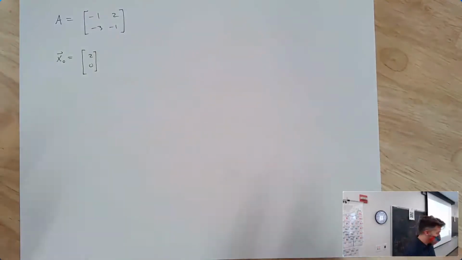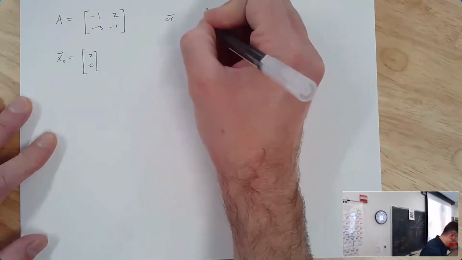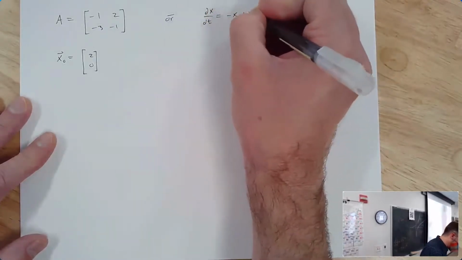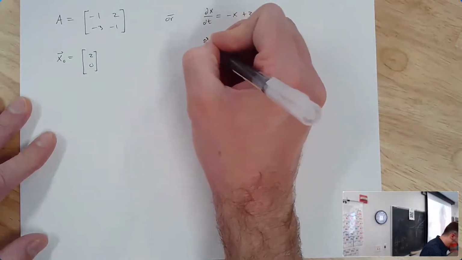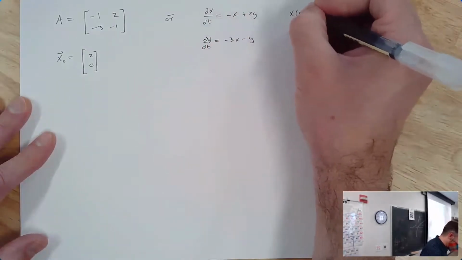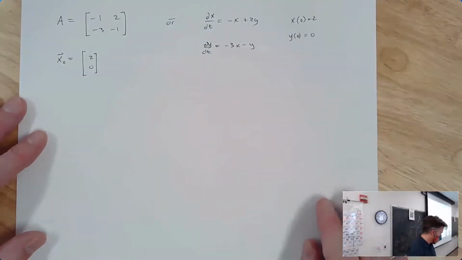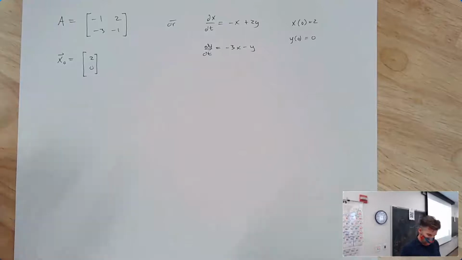So you could also write this out the long way, right? The long way, this is just dx/dt equal to -x plus 2y, dy/dt equal to -3x minus y, and the initial conditions, x of 0 being 2, y of 0 being 0. And I'm pretty sure this was the system we looked at before. Let me double check so I don't repeat the same work we already did. There we go. Yeah, totally the same system we did before.